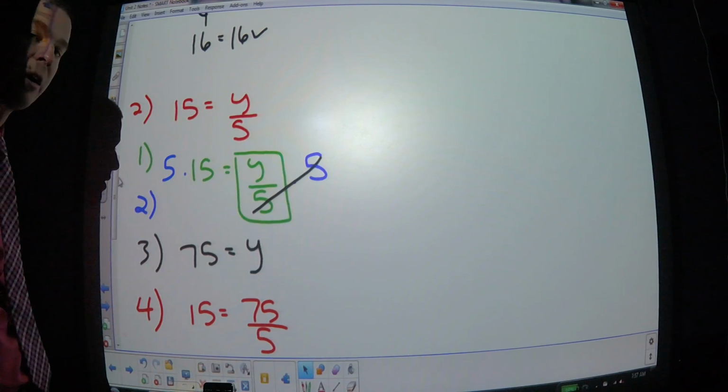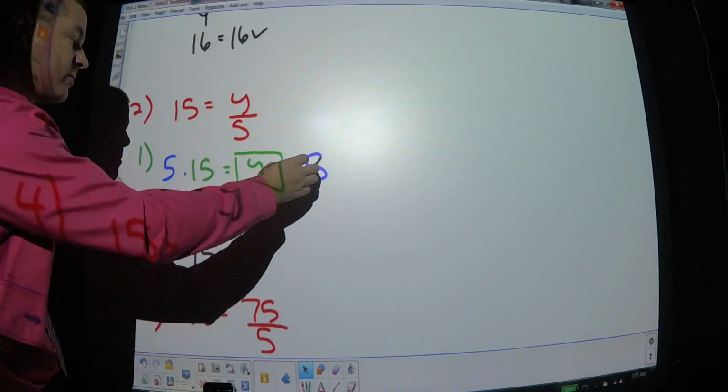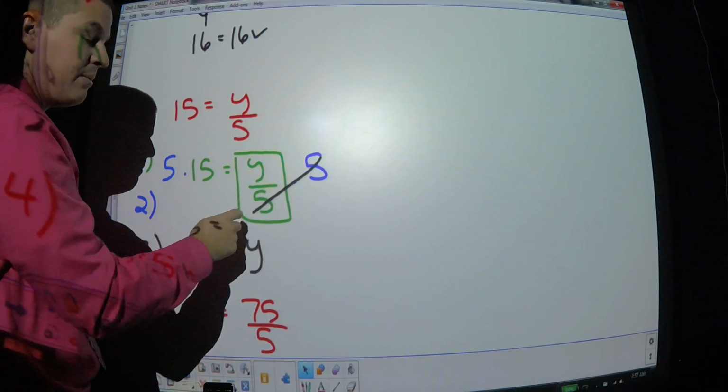Okay? I know it's a hard concept to understand, but just know that you're multiplying both sides by 5 and that these are going to be canceling out.